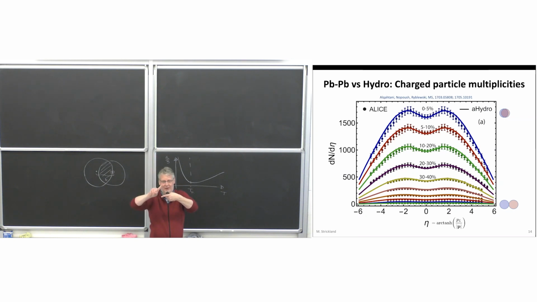Rapidity 0 is perfectly transverse. Rapidity of plus and minus infinity is going down or against the beam line. So this is now stuff that's shooting out in the beam line. This is stuff shooting the other way down the beam line. This is stuff shooting straight out perpendicular to the beam line.